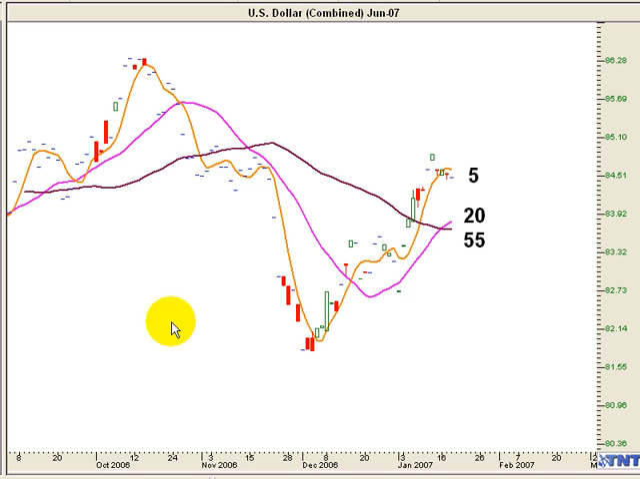This week we're going to take a look at moving averages. Moving averages are one of my favorite trading tools. As you know from the manual, I like to follow the 5, the 20, and the 55-day moving averages.